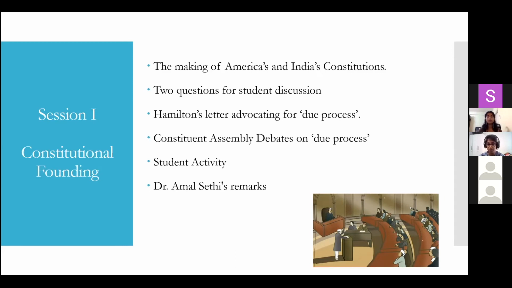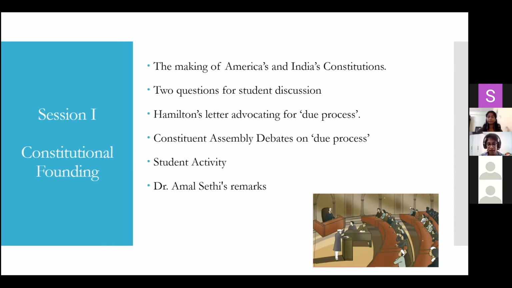While Alladi Krishnaswamy Iyer had a different viewpoint, and he obviously did not think that the judiciary should be given the kind of power to decide what due process was, and that as long as the procedure established by law was met, personal liberty could be curbed. And we saw these very interesting points also come out during the student activity.